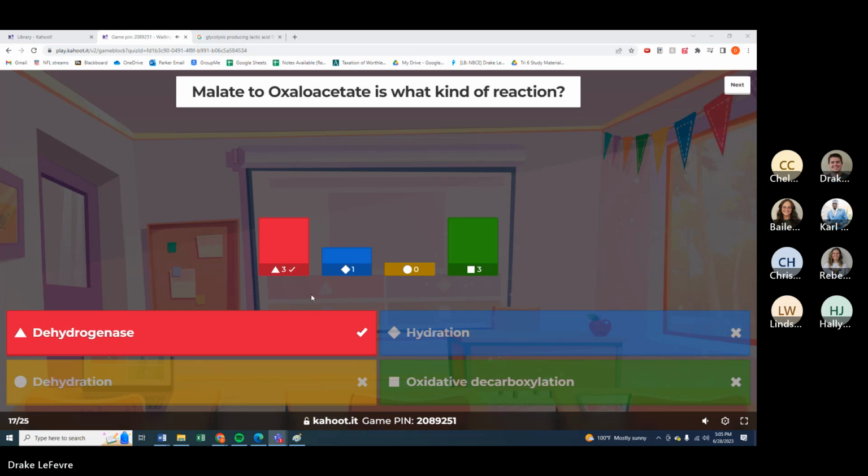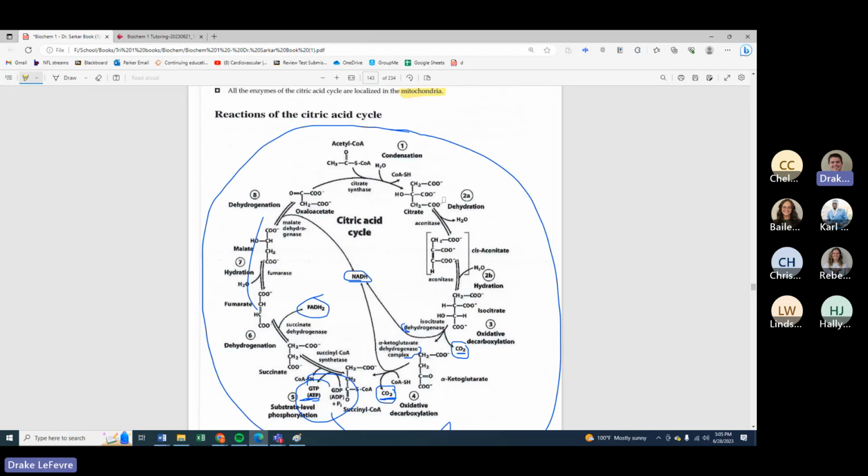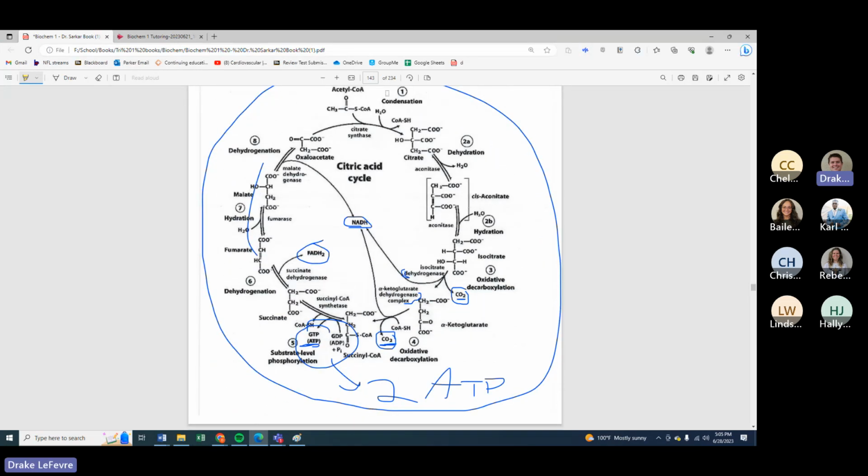Good work. This is more of just our straight memorization and practicing, where we have all of our different reactions: condensation, dehydration, hydration, oxidative decarboxylation, oxidative decarboxylation, phosphorylation, dehydration, dehydrogenation, hydration, and then a dehydrogenation as well. So just draw this out a couple of times.